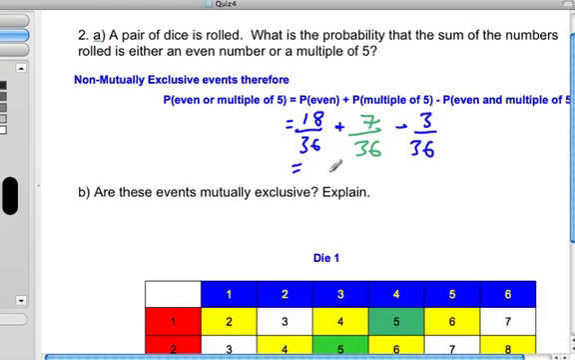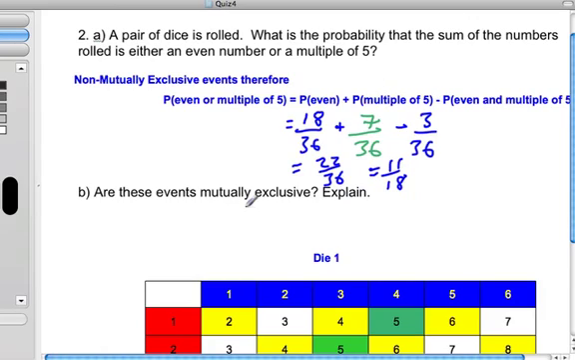So this is 18 plus 7 is 25, minus 3 is equal to 22 out of 36, which is equal to 11 out of 18. So really, part B should be asked even before you attempt part A.